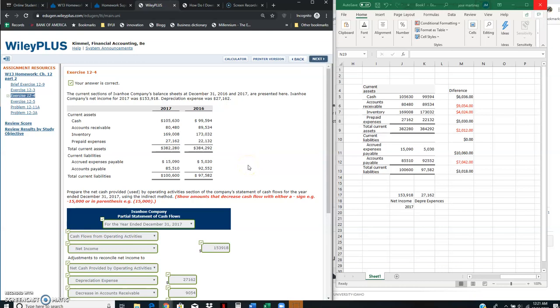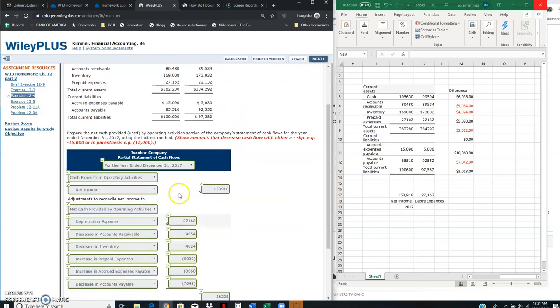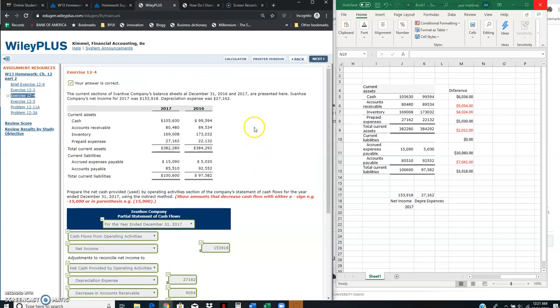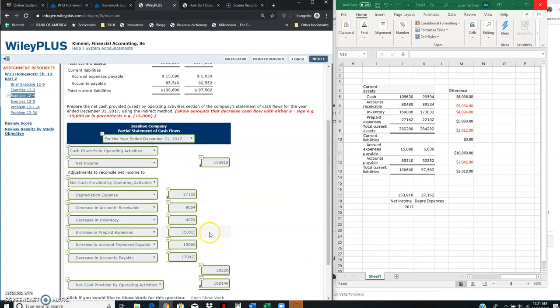And basically what I did on this one, on exercise 12.4, first of all, I checked everything is correct, so I don't give you any misinformation. On this one, we had to do a partial statement for cash flow here. And what I was doing here is basically finding out the difference between the year 2016 and 2017 and recording it here and then passing it over here.